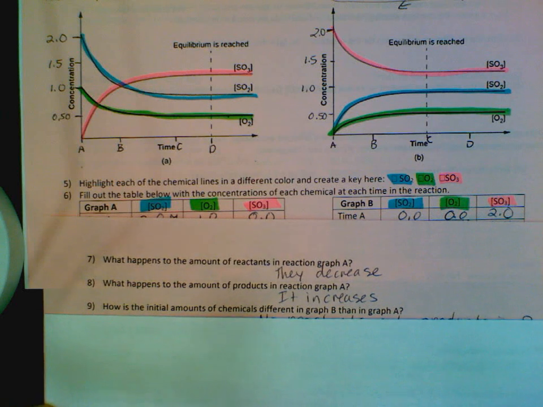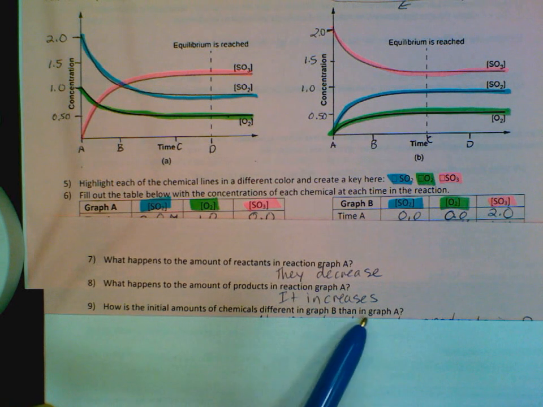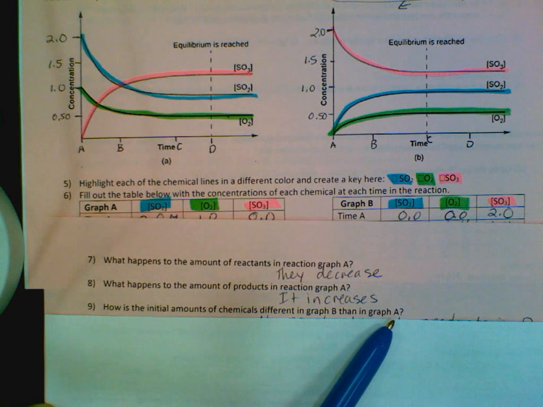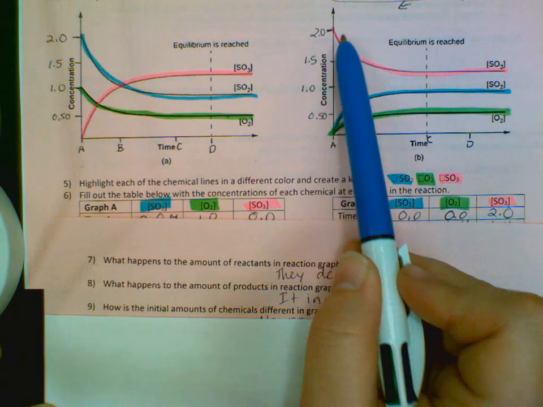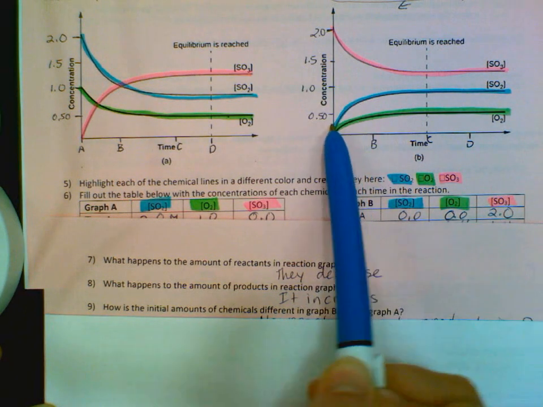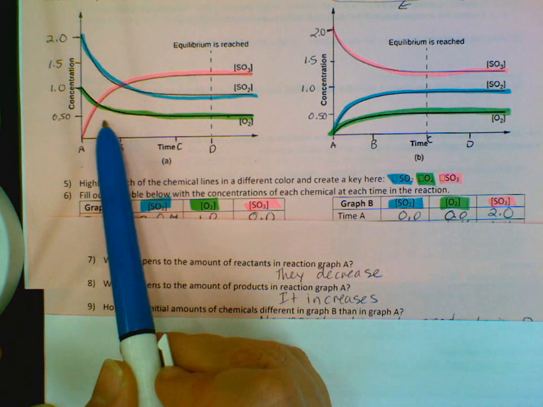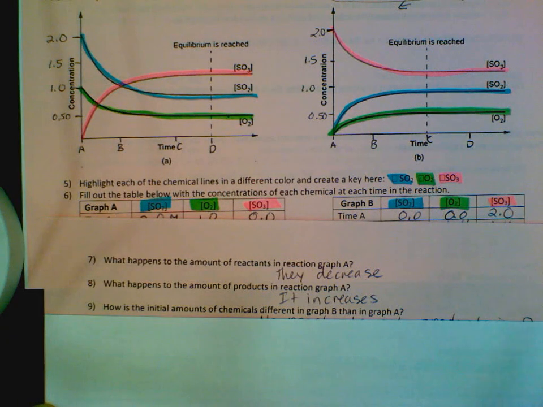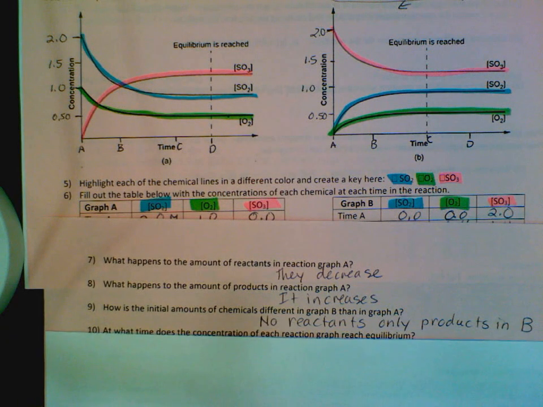Number 9, how is the initial amounts of chemicals different in graph B than graph A? So in graph B, our initial amounts were starting with product and no reactants, where in graph A, we started with reactants and no product. So they're opposites. So no reactants, only products in B.